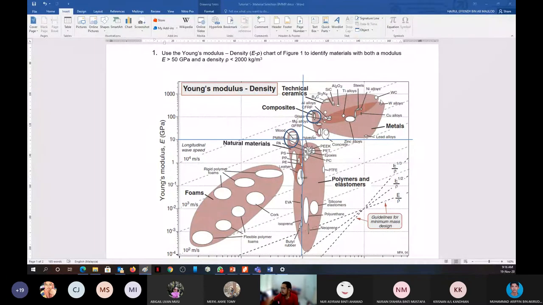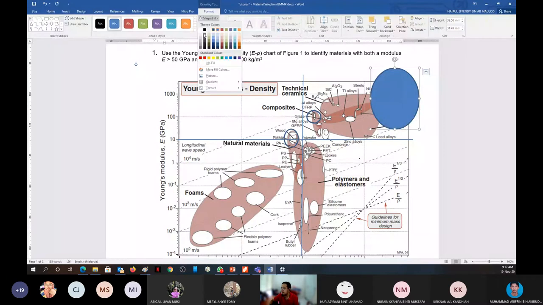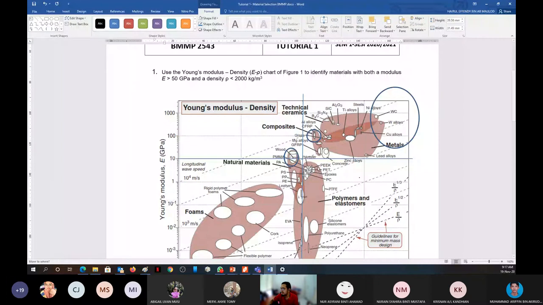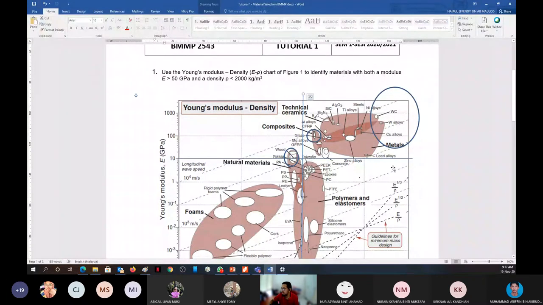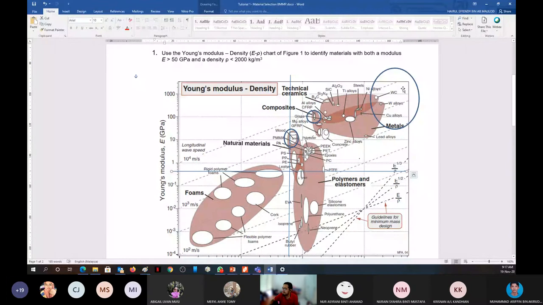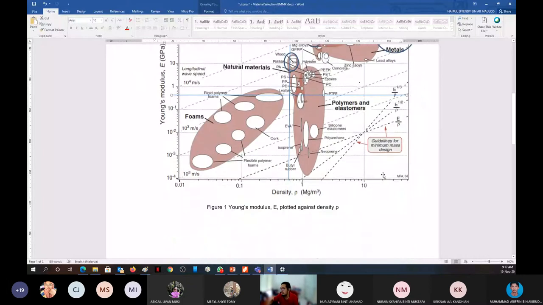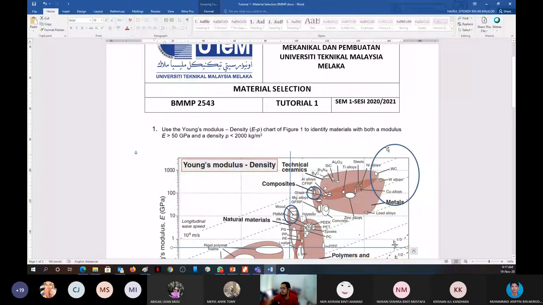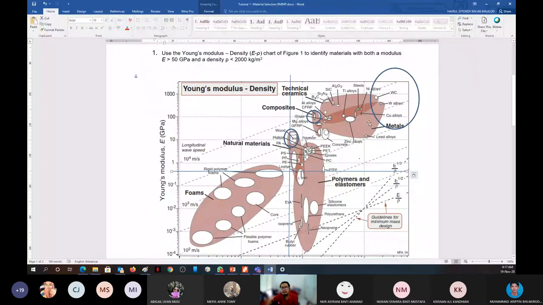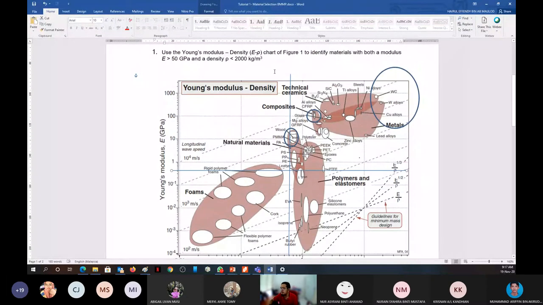So you can choose from the upper side. Let me move this line to the middle. Materials in this side of the quadrant, the upper right quadrant here, are materials that are heavier and stiffer, because a higher Young's modulus means stiffer and a higher density means heavier. So this is the side we call heavy and stiff. But what about this side?